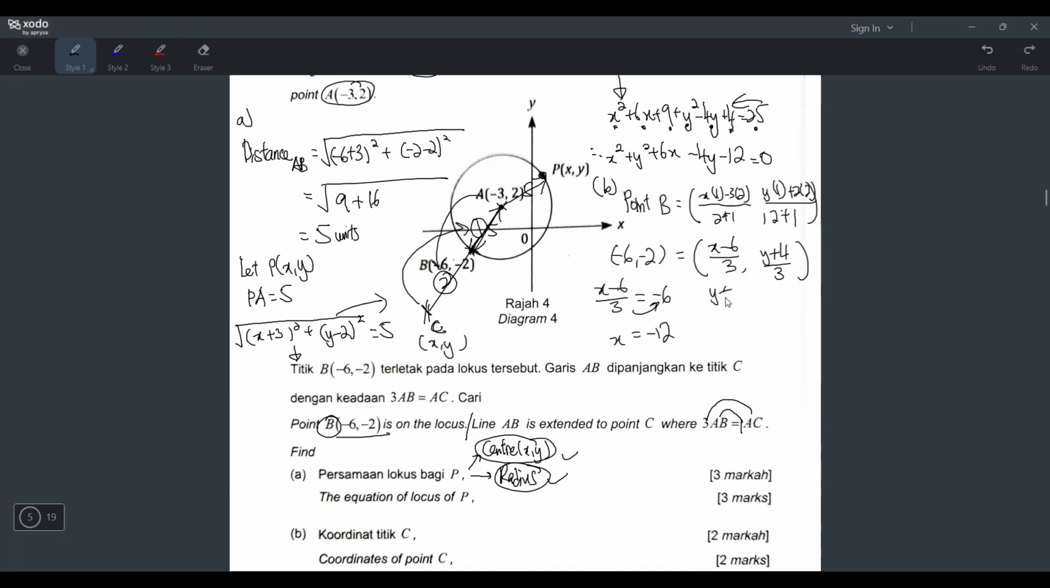And then the other side, compare the y coordinate. y plus 4 over 3 equals negative 2. So y equals negative 2 times 3, which is negative 6, minus 4 is negative 10. Right? And don't forget, this is a point, and you shouldn't write it like this for a point. So for the coordinate of point C, you should write like this. Point C and then bracket, write the x coordinate and then comma, y coordinate. So that means the point C coordinate is negative 12, negative 10, right? And that's all. This is your answer for B, right?